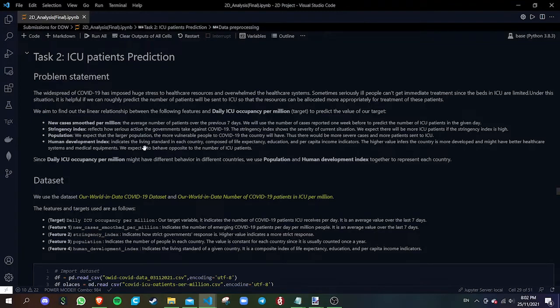In order for early preparation, the data used for new cases mode per million and the stringency index is 7 days before to predict the number of ICU patients in a given day. These two values reflect how serious the situation is, so we expect to see more ICU patients if these two values are high. Population and human development index are used to represent each country, since situation might be different for different countries.